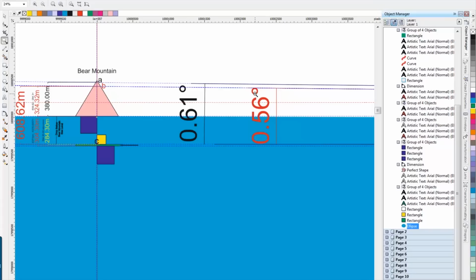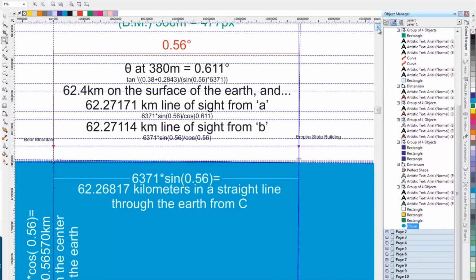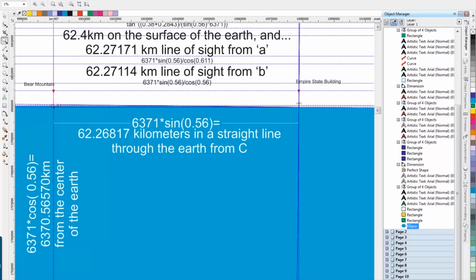The 0.56 degree angle joins at point B, and point B is 324.32 meters high, as opposed to the other angle, which hits point A, which is 380 meters high, which is a better match for the video concerned. For anyone interested in the calculations, here they are. You can pause the screen.